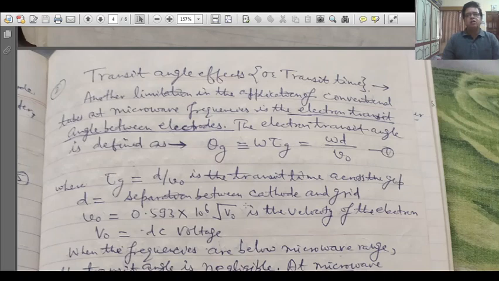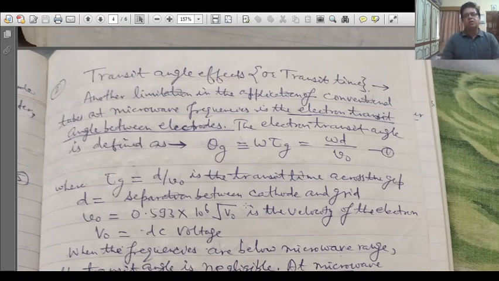As we know, in conventional tubes at microwave frequencies, the electron transit angle between electrodes affects the conventional tube operation. The electron transit angle is defined by theta g equal to omega tau g, where tau g is the transit time across the gap, which is given by distance upon velocity of the electron.